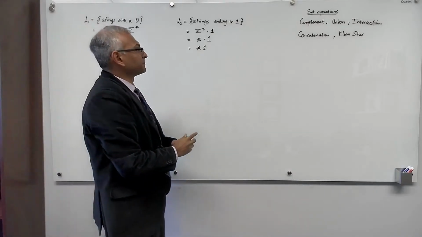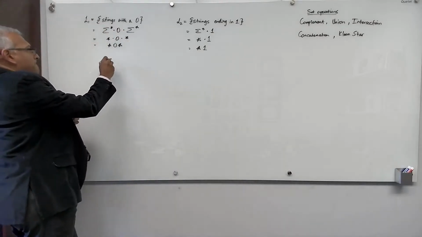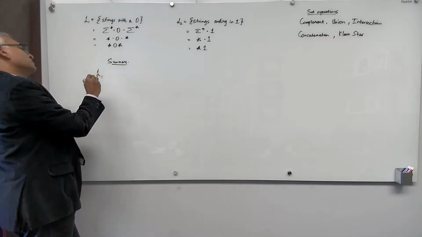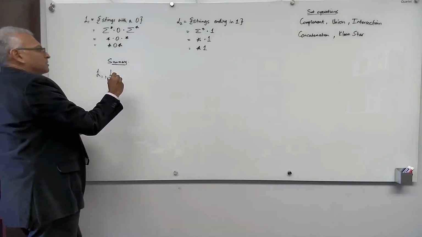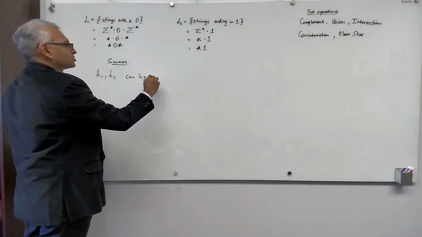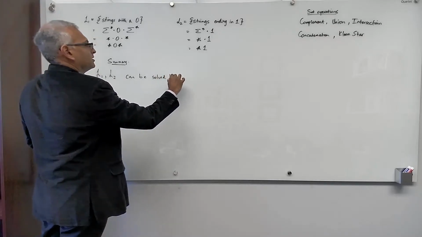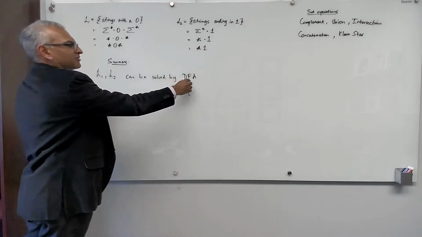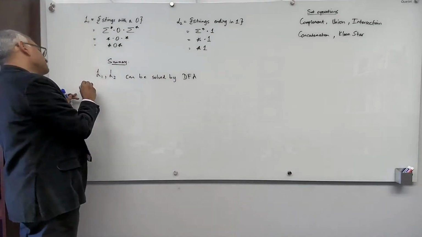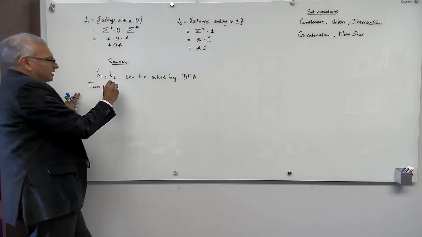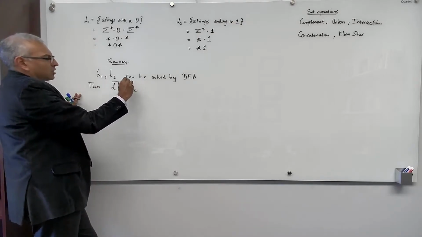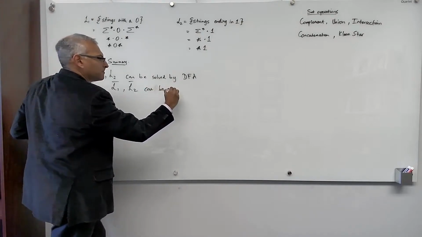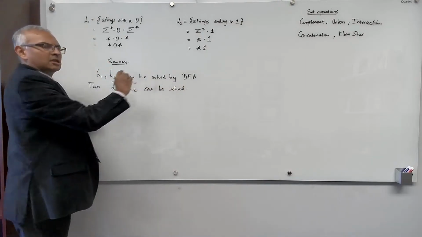Okay, so what have we seen? Summary. If L1 and L2 can be solved by what I'll call a DFA, a deterministic finite automaton, then L1 complement and L2 complement can be solved. So what does it mean that something can be solved by a DFA?